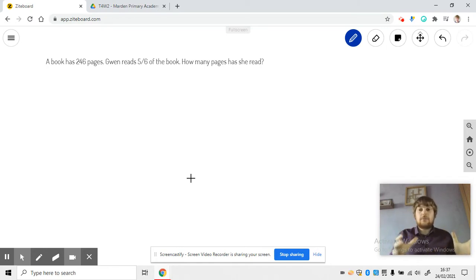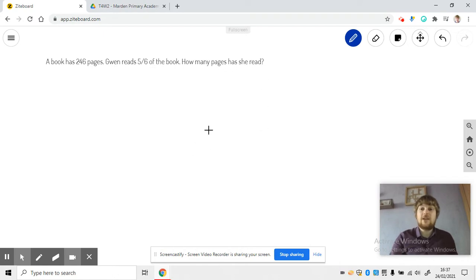And it's word problems, because when we're often thrown fraction type questions at school, we need to know how to do them in the problem format. So here we have: a book has 246 pages. Gwen reads 5/6 of the book. How many pages has she read?